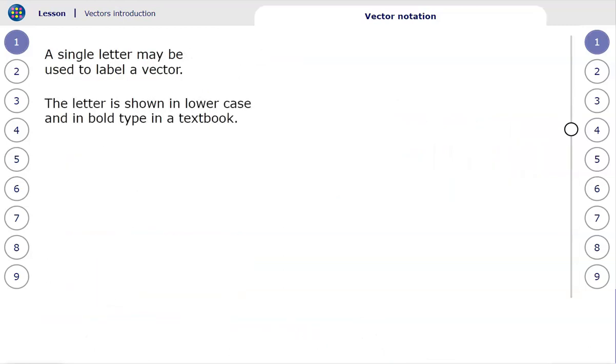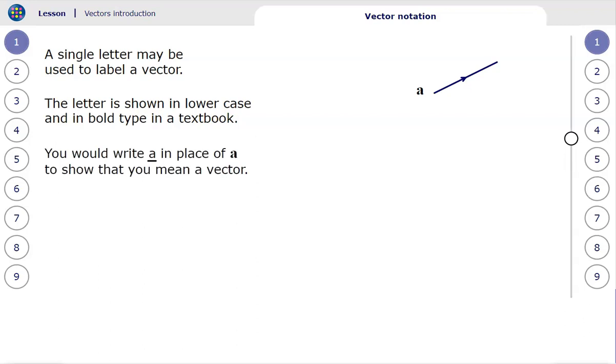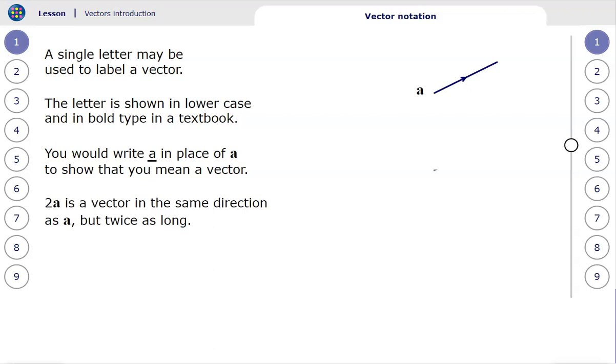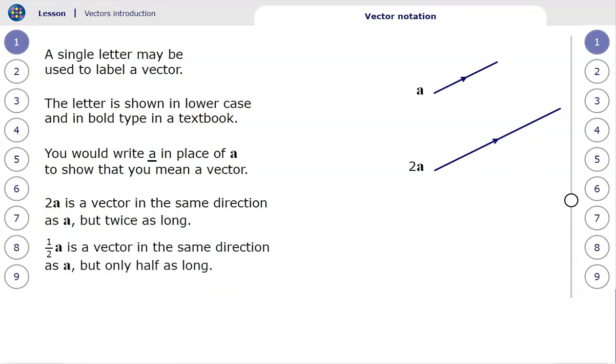Now, sometimes vectors are going to be written using a single letter. Normally in textbooks, you'll see this typed in bold. If you're writing it, then you normally would put a little line underneath the letter to indicate that we're dealing with a vector. If I've got a number in front of that, it means I'm going to take that vector and make it twice as long. So that is simply a multiplying factor that changes the magnitude of the vector. If it is a half, then it would be a vector in the same direction, but only half as long.